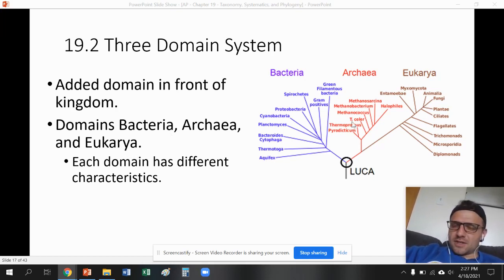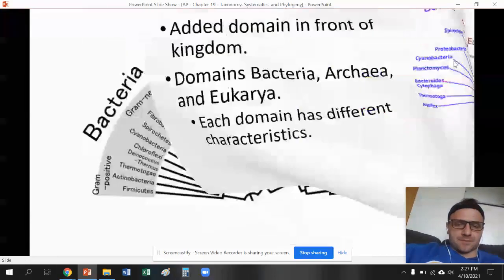Archaea are single-celled prokaryotic life, but they are actually more closely related to eukarya than bacteria. You would think that they're prokaryotics, so they would be closer to bacteria, but they're not. They're actually on the line of eukarya. So these are the three domains: bacteria, archaea, and eukarya.